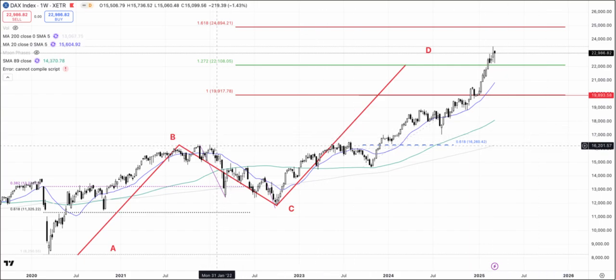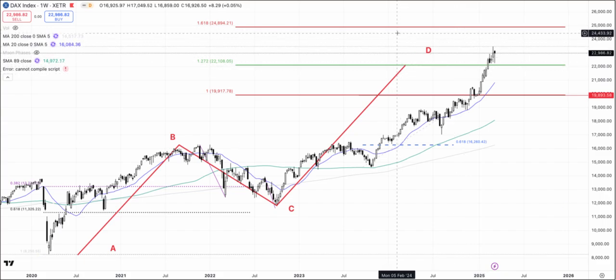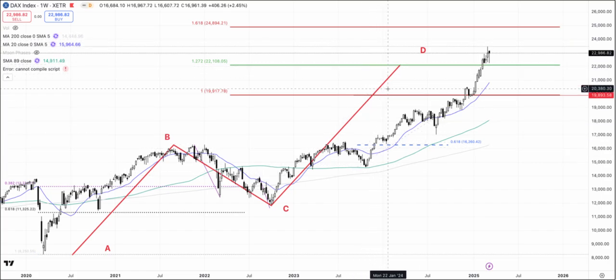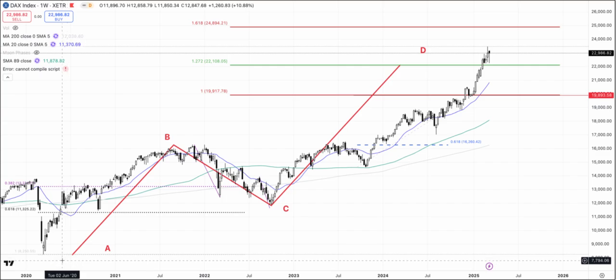Here we go. This is the weekly chart. We have the CD leg right here completed, which is the 1.272 extension of the AB leg. Now it is between this level and this level. So maybe around this roughly 25,000 level, we might see price action. What sort of further price action we get from here, let's just wait and see. This is going all the way back to 2020.